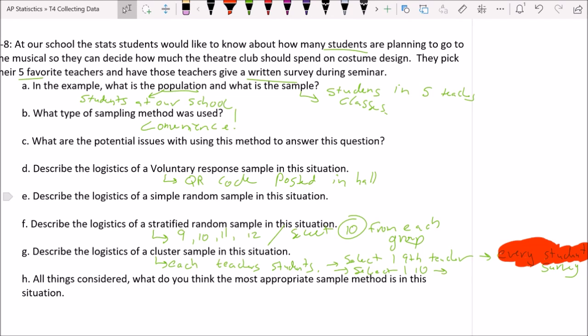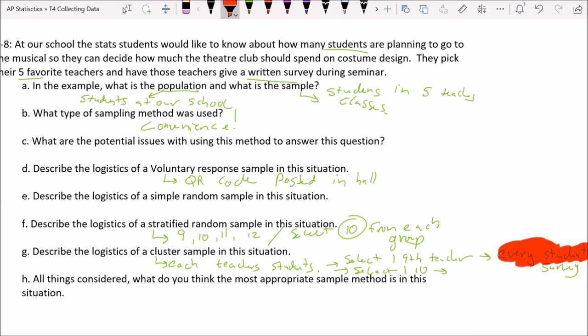Okay. Now there are some wrong answers. Voluntary response is not the best way to do it. And convenience is not the best way to do it. But what you might think about is, and don't think about it academically, think about it in practice. Because it might seem like stratified sample is the best. But in the example I gave here, you would end up with 40 students to track down all over the school. And that wouldn't be easy. What would be really easy and still valid would be the cluster sample.